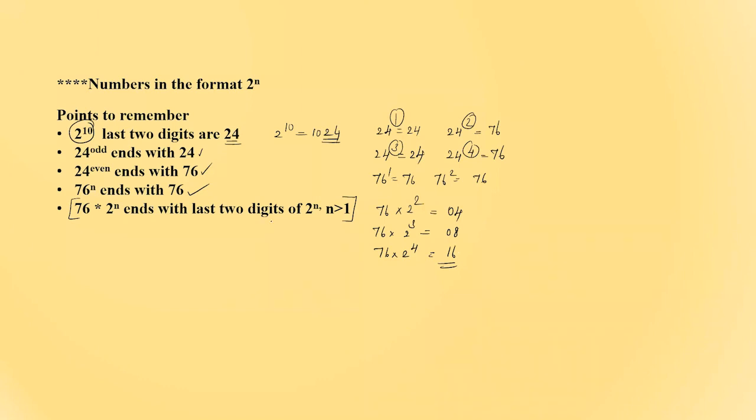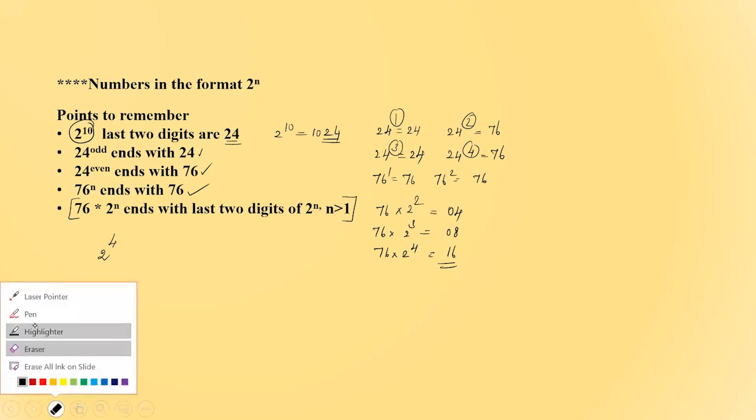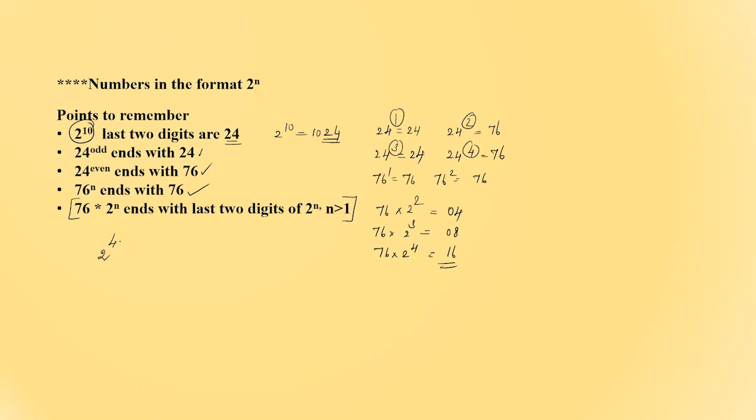If you remember this, any number in the format 2 to the power n can be solved. Now let me take a small example. If I have a number in the format 2 to the power 473, I'll do this kind of problem later. Now let me take a number which is very, very close to a multiple of 10. I can take it as 423, so I keep it as 2 to the power 423.